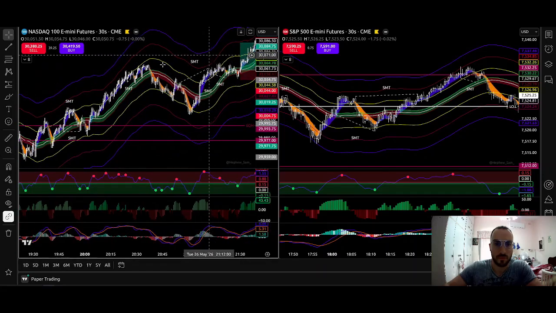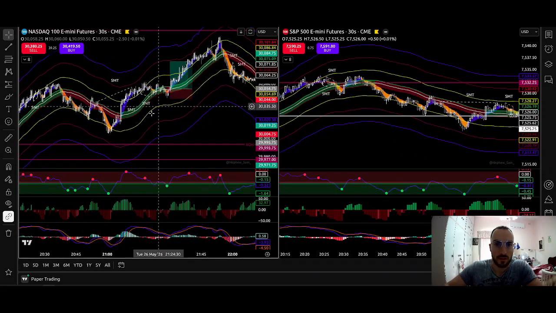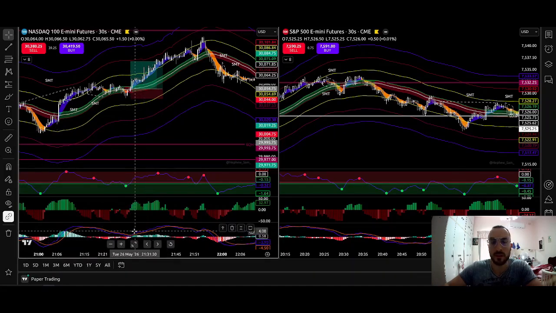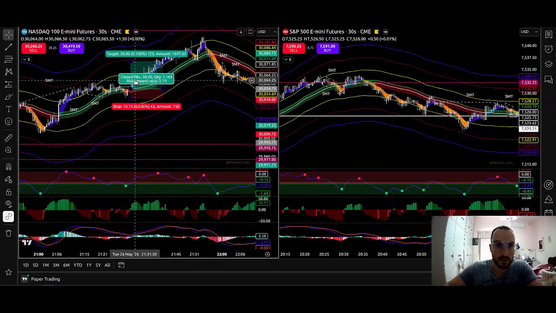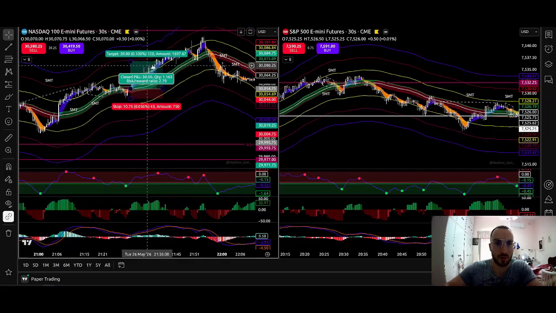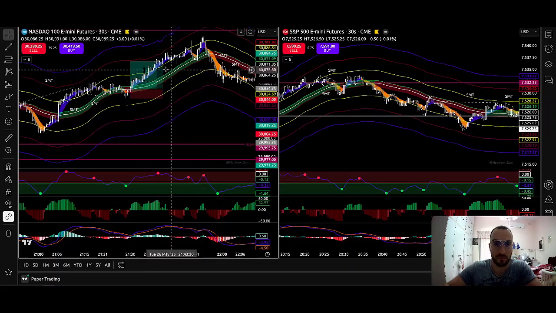And then in the PM session on Tuesday, I took this long right here, right as we were getting the MACD flip, and this hit as far as, it actually kept going higher, but I think I got fully out here at, I decided to get fully out at 30 points here. Or maybe I got out the remaining at the flip right here, I'm not sure.